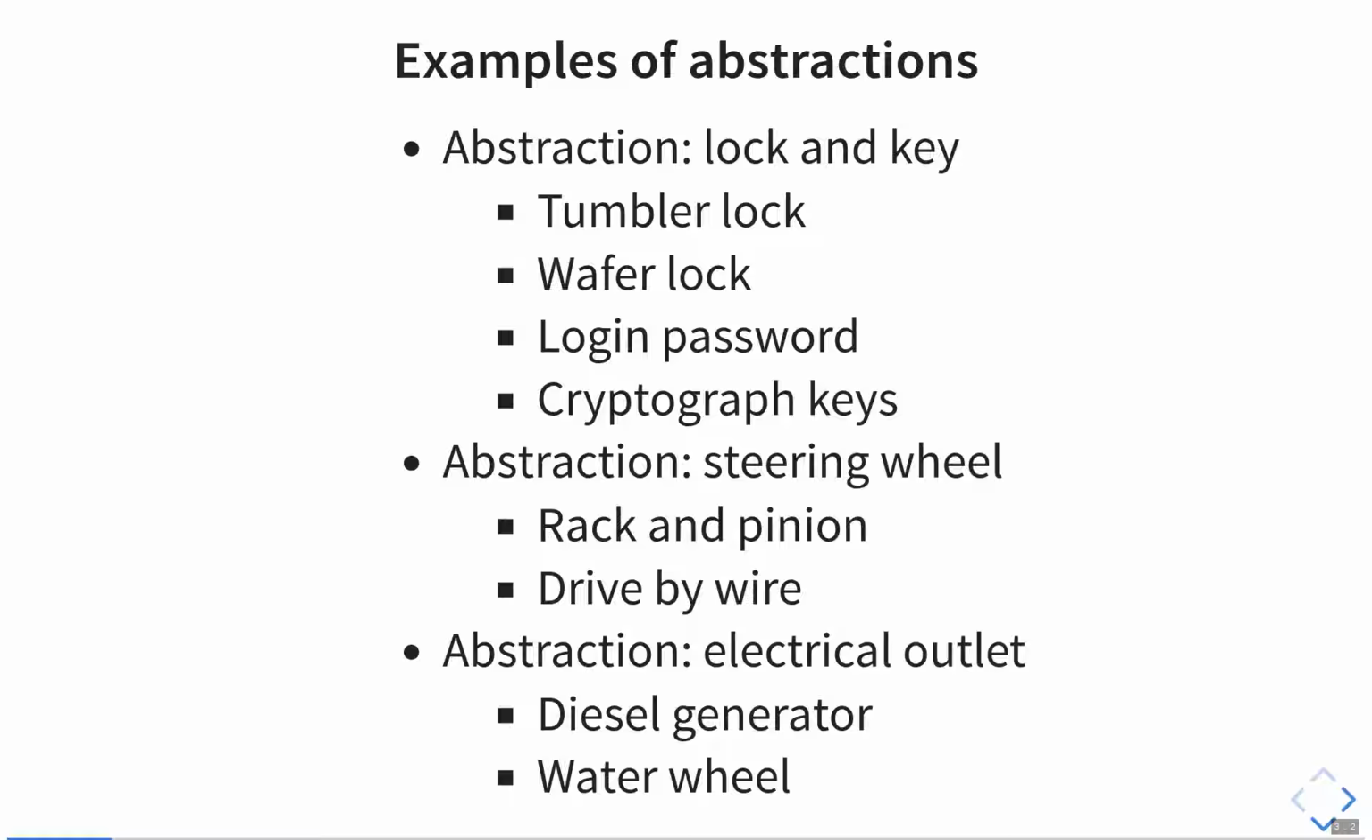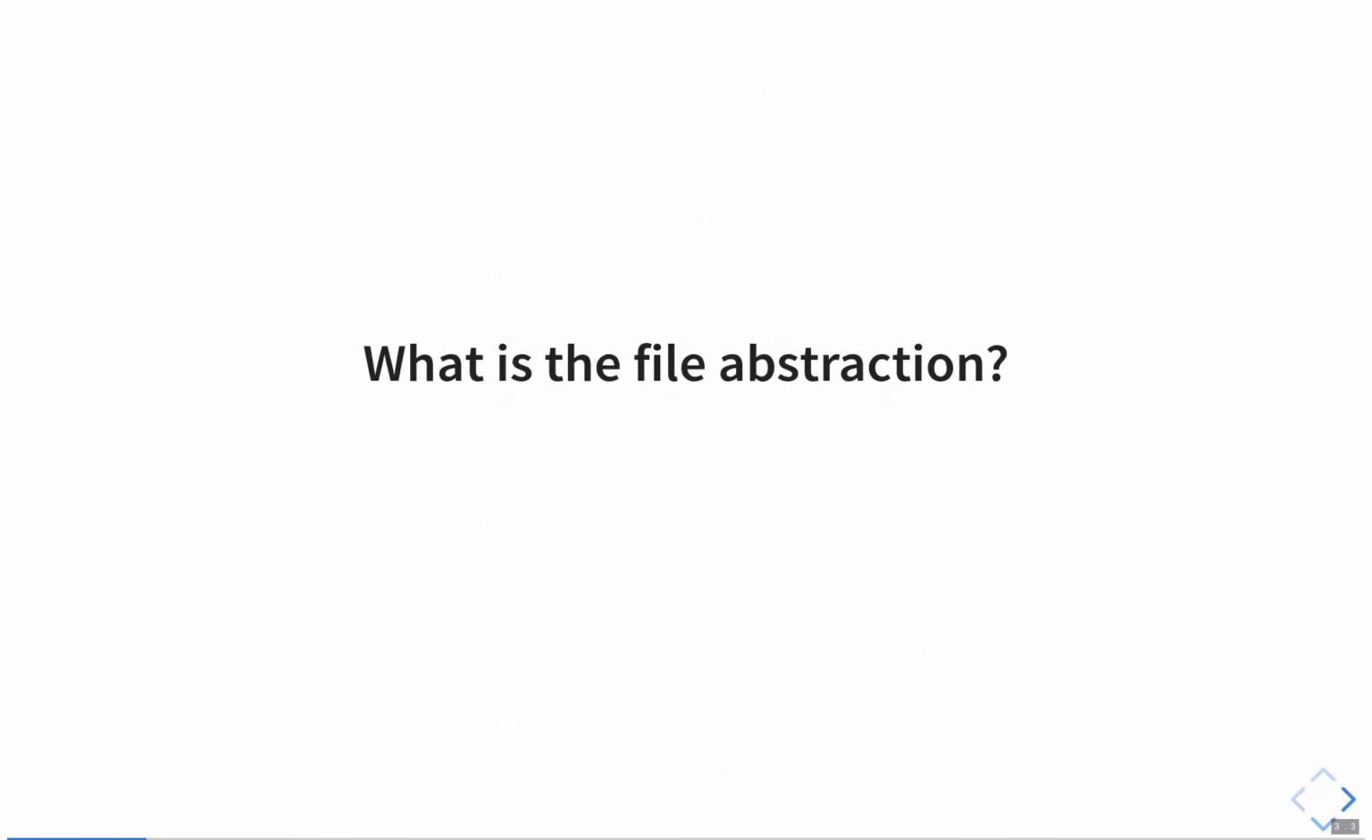Now, another abstraction would be for steering wheels. There's the rack and pinion way of implementing a steering wheel, which is a way that's more physical, analog, I should say. And there's the drive-by-wire mechanism, which uses electrical signals to turn the wheels of a car. There are also abstractions for electrical outlets. So you can think of a diesel generator and a water wheel as both being ways to generate electricity, but they're very different things. So what is the file abstraction?